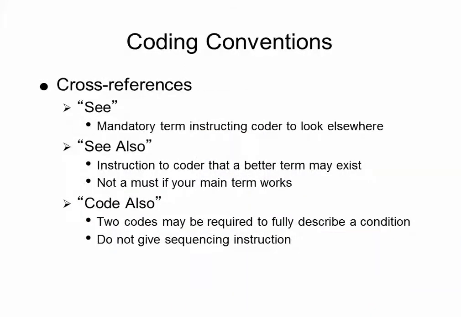Then we have "see also." That's an instruction that's telling the coder that it's very possible that there might be something better that exists, but if the main term that you have picked out already actually works and it fits, you're fine. Myself, I go look just to be sure. I just take a peek. It's no skin off my nose to take a peek and make sure that there isn't something that fits better. Okay?